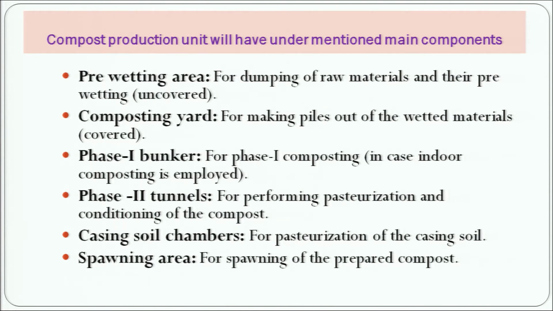Phase 2 tunnels for performing pasteurization of compost. That is most important. If we prepare compost, then we should have a pasteurization facility in the tunnel, and conditioning of the compost is most important. Casing soil chambers, for pasteurization of the casing soil. Spawning area should be for spawning of the prepared compost. If we have prepared compost, we should have a spawning area also.